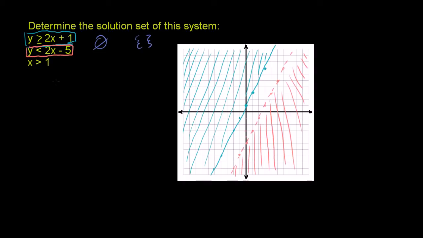I mean, we could do the x is greater than 1. This is x is equal to 1, so we put a dotted line there, because we don't want to include that. So it would be all of this stuff. But once again, there's nothing that satisfies all three of these. This area right here satisfies the bottom two. This area up here satisfies the last one and the first one. But there's nothing that satisfies both these top two. Empty set.